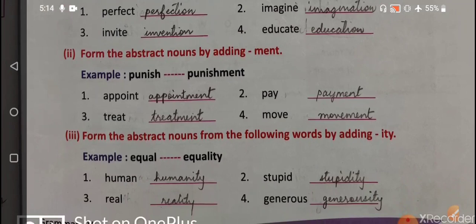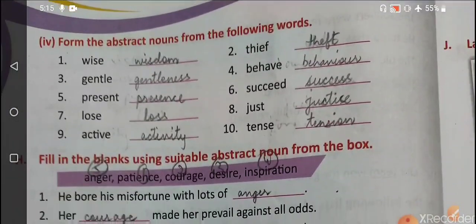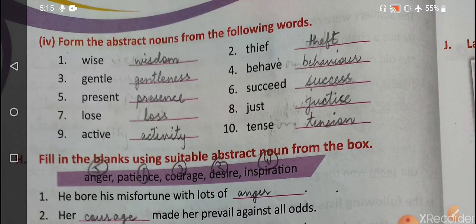Form the abstract noun from the following words by adding ity. Human becomes humanity. Real becomes reality. Stupid becomes stupidity. Generous becomes generosity. Coming on to the next one. Form the abstract noun for the following words. Wise becomes wisdom, gentle becomes gentleness, present becomes presence, lose becomes loss, active becomes activity, thief becomes theft, behave becomes behavior, succeed becomes success, just becomes justice, tense becomes tension.